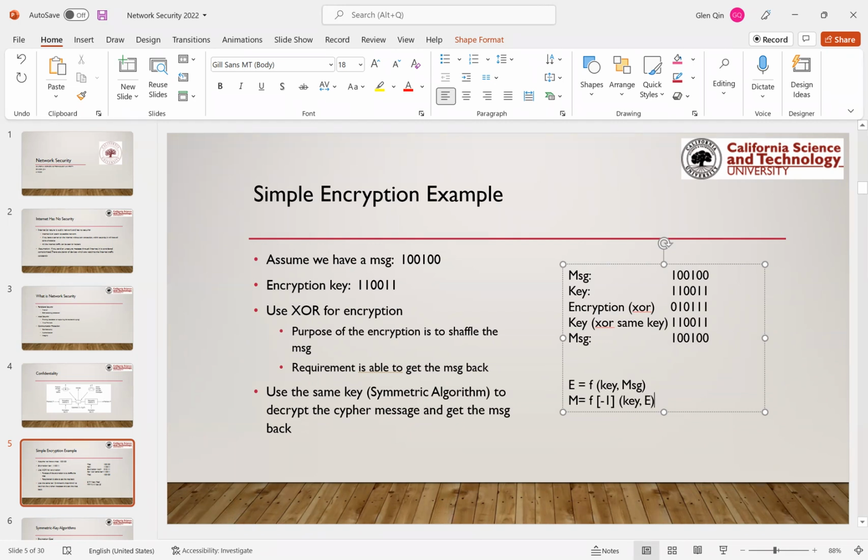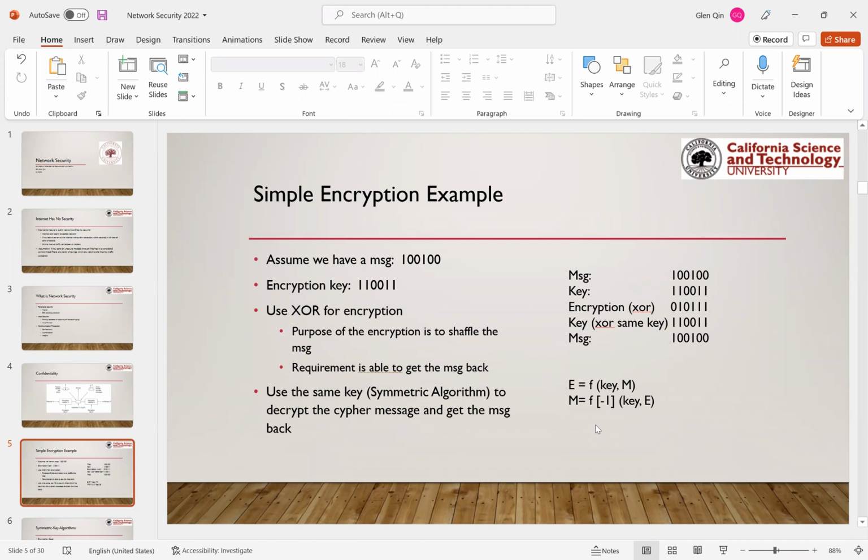I don't use 'message' because I use M. I got the message M back. So that's basically encryption and decryption. You can use any function f which is reversible, and then you can encrypt and decrypt. Now the only thing you have to make sure is that you know the key. If you don't know the key, you will not be able to decrypt.